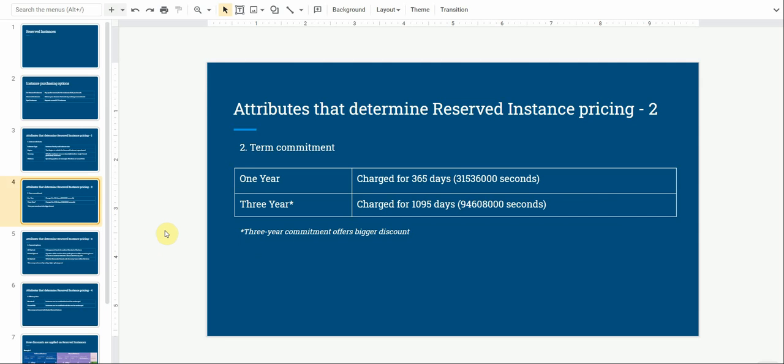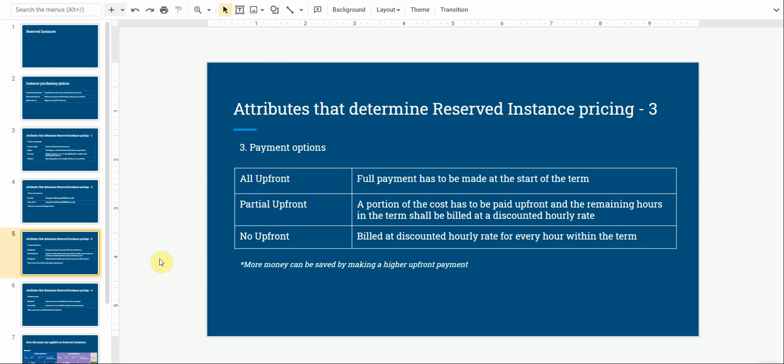Second attribute is term commitment. Right now, Amazon is providing term commitment for two periods. One is 1 year, second one is 3 years. For 1 year, we are charged for 365 days. For 3 years, we are charged for 1095 days. With 3 years, we tend to save more than 1 year.